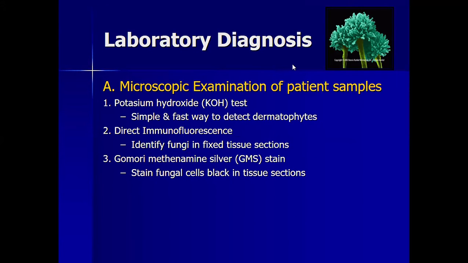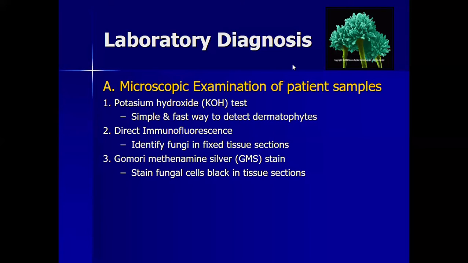Okay? So how do you diagnose fungal infections? You can do your microscopic examination of patient samples. So you can do your KOH mount, the potassium hydroxide test. This is a simple, fast way to detect dermatophytes. This is very simple. You just get a blade and scrape the sample, then you add a drop of potassium hydroxide and examine immediately under the microscope.